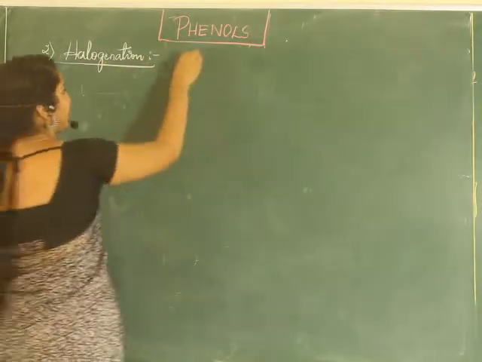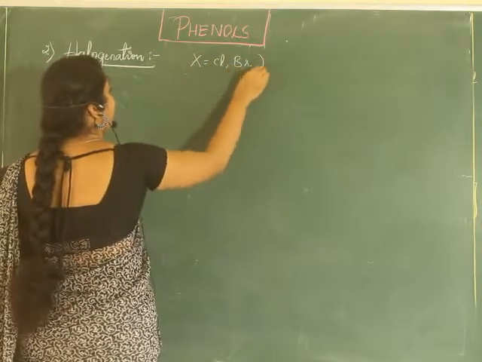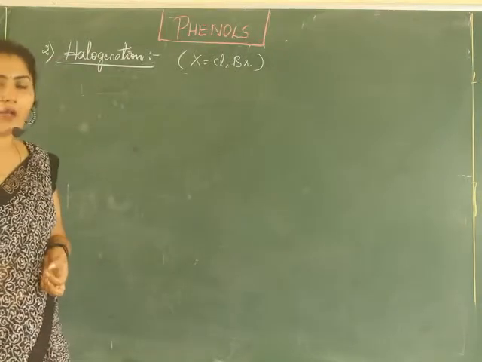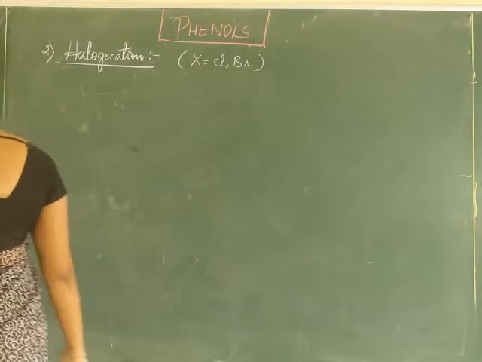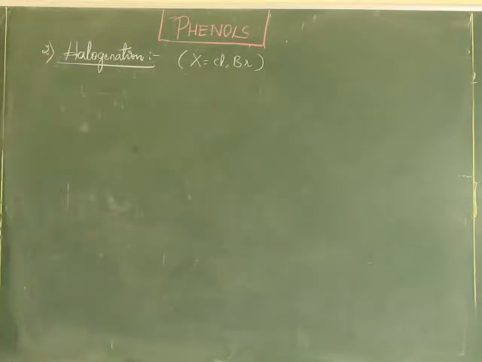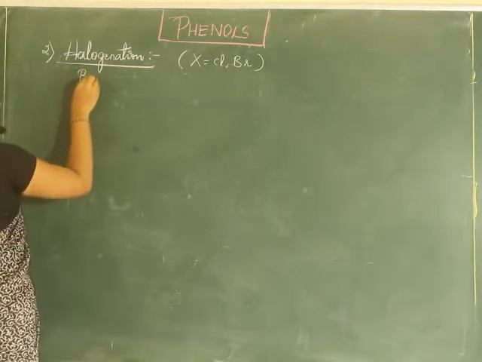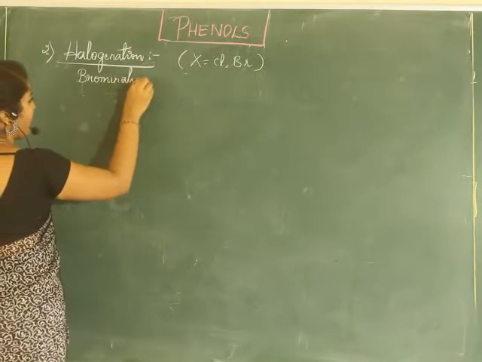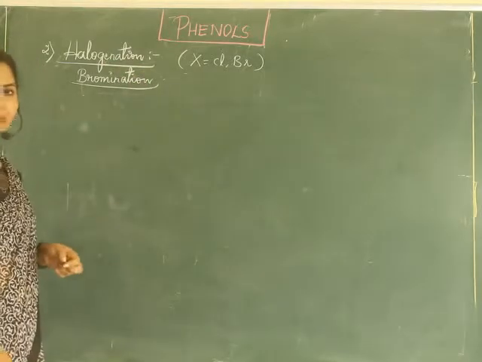Halogenation is the introduction of any halo group, say Cl, Br or I, to the aromatic ring, isn't it? So here we will consider a reaction, say bromination. In general, if they ask about halogenation, you can write this, or you can mention X in that place.